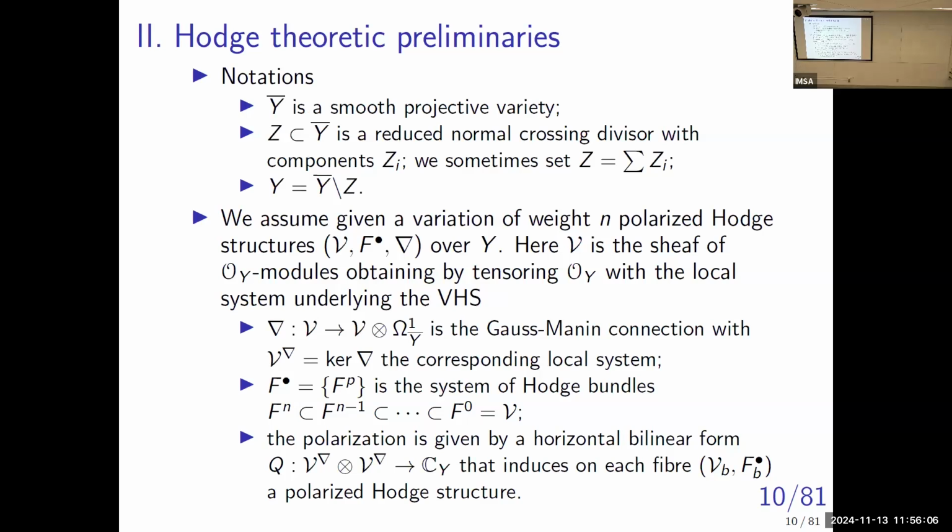So for the Hodge theoretic preliminaries, you start with a smooth projective variety, reduced normal crossing divisor, and you assume that you're given over Y a variation of Hodge structure of weight n. So that implies, as Rodolfo said yesterday, you have the Gauss-Manin connection and the Hodge bundles. And importantly, you have the polarization given by the horizontal bilinear form on each fiber.